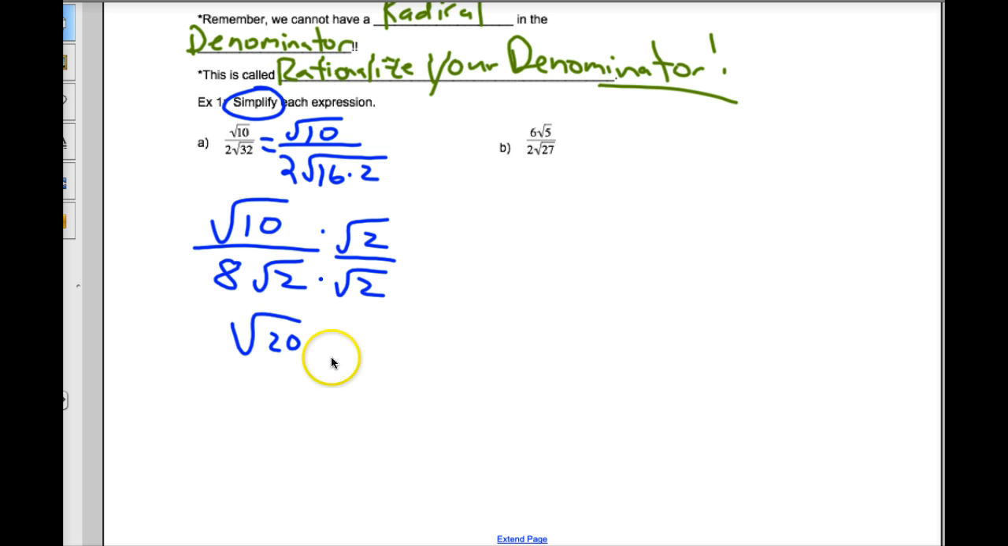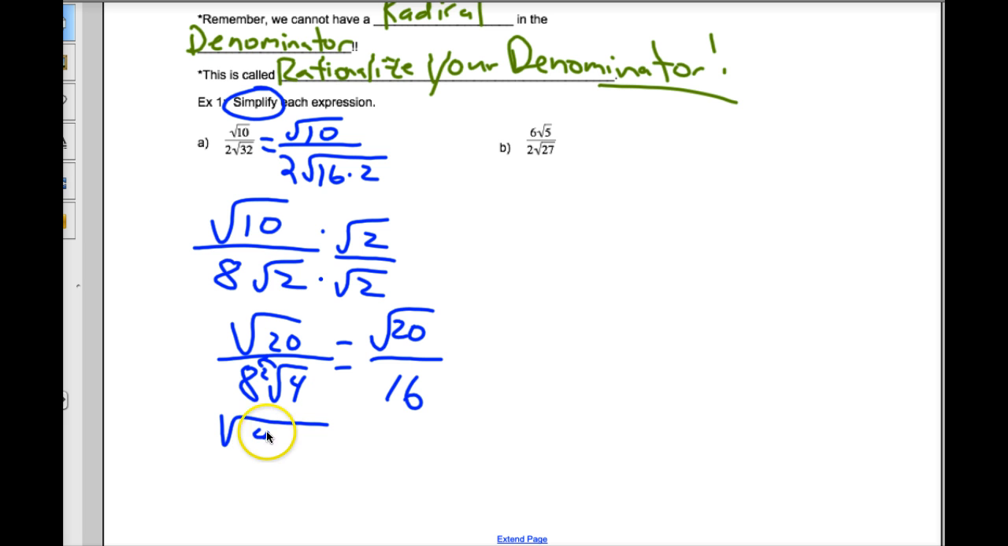Radical 20 over 8 radical 4. You probably are not going to write that step out, but if you do, that's fine. What's the square root of 4? What do you do with the 2 and the 8? Radical 20 over 16. Not done yet. Radical 20 can be simplified. No, do not simplify 16. It's not a radical. That's what kids start doing, taking 16 at the bottom and putting 4.